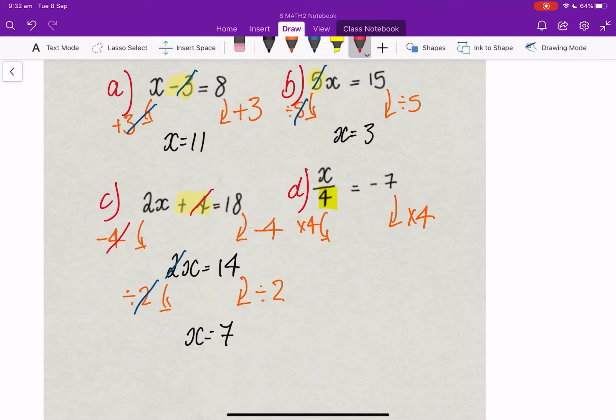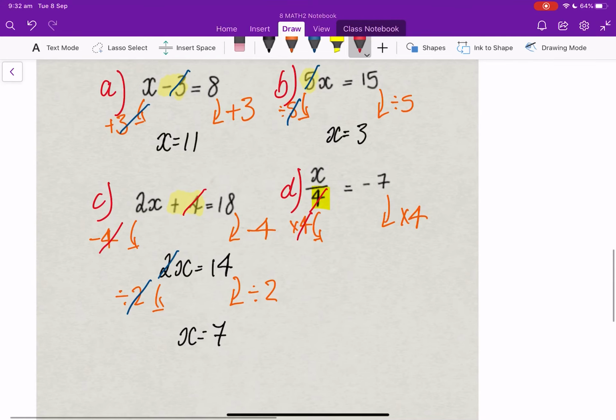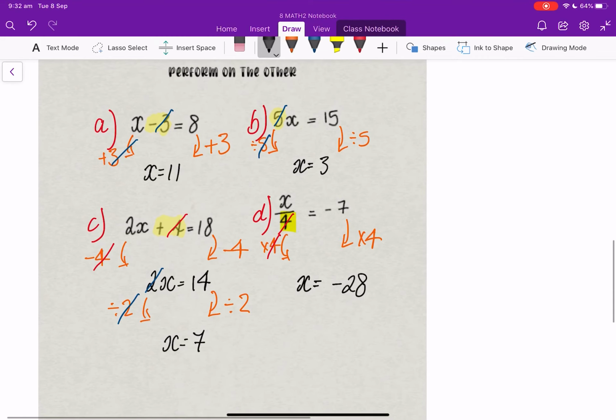That means on the left-hand side, I can cross out my 4's. I've now got x by itself. X equals negative 7 times 4. That is negative 28. So therefore, the solution is negative 28. Okay.